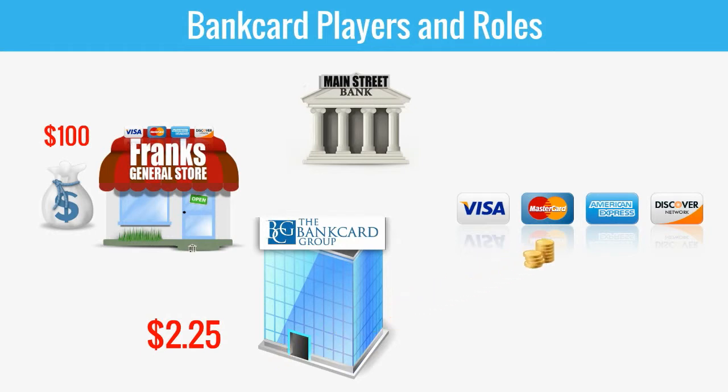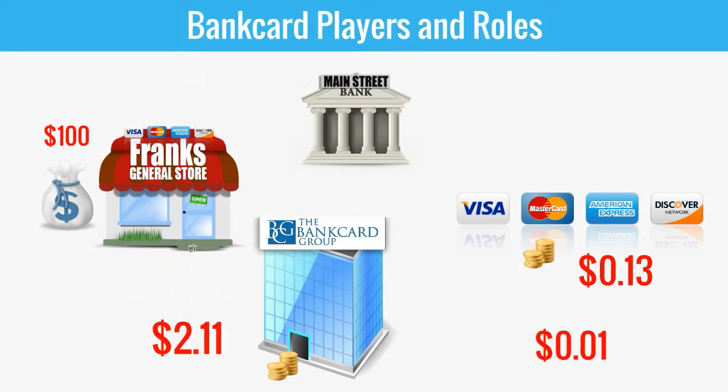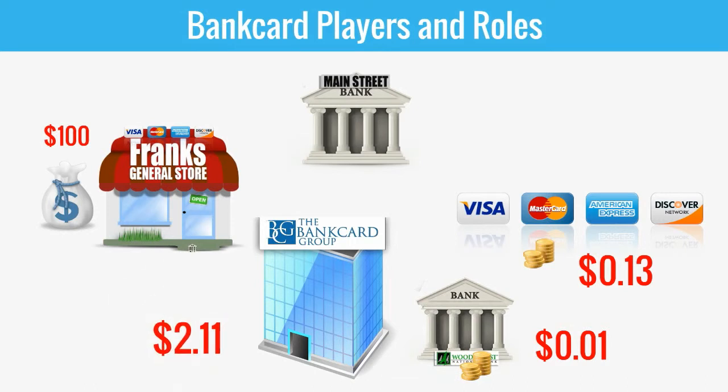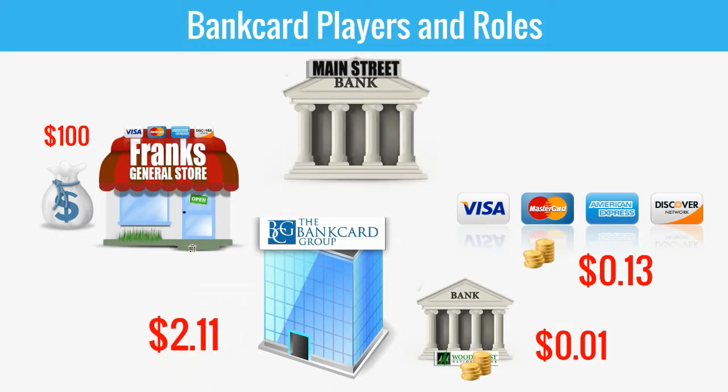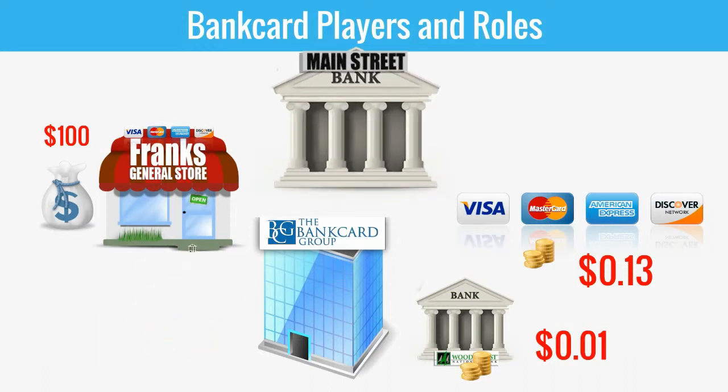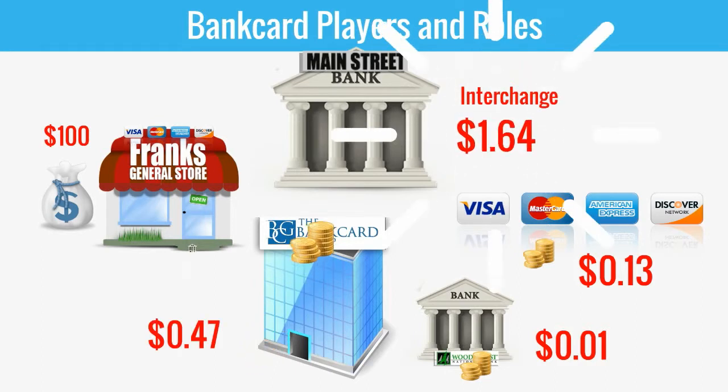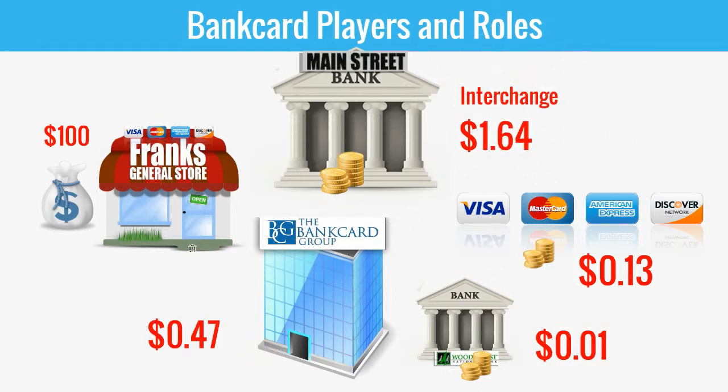Visa charges a small fee to the bank card group, around 13 cents for this $100 transaction, so Visa receives 13 cents. Woodforest National Bank charges a small fee to the bank card group, 1 cent for this $100 transaction, so Woodforest Bank receives 1 cent. Main Street Bank, who issued the credit card to Joe, receives a fee called interchange, which is around $1.64 for this $100 transaction. Yes, the issuing bank receives the majority of the fee paid by the merchant simply for issuing the credit card, so the remaining 47 cents goes to the bank card group.